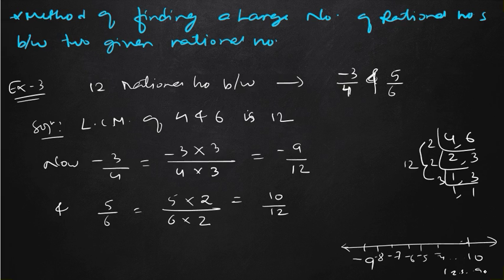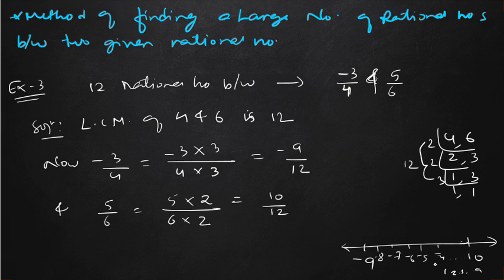So you can read it from the book that clearly the rational numbers minus 8 by 12, minus 7 by 12, minus 6 by 12, minus 5 by 12 and up to 9 by 12 lie between minus 3 by 4 and 5 by 6. So from that you can choose any 10 rational numbers.